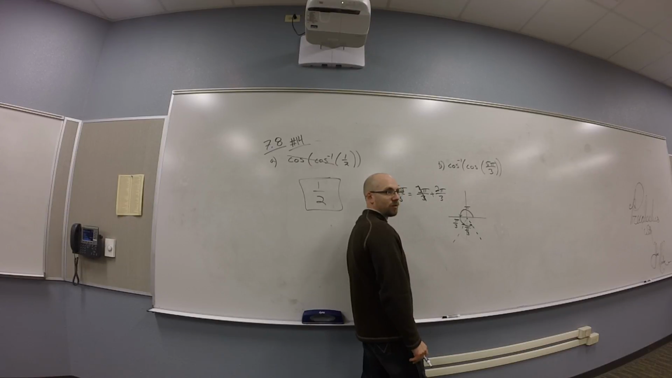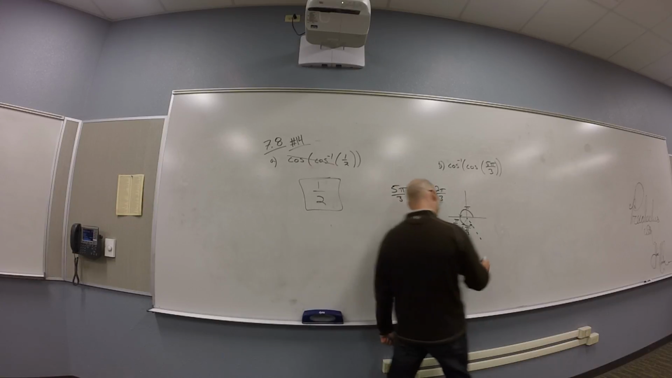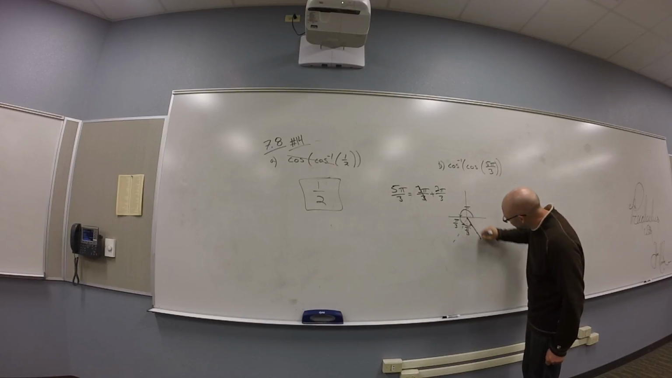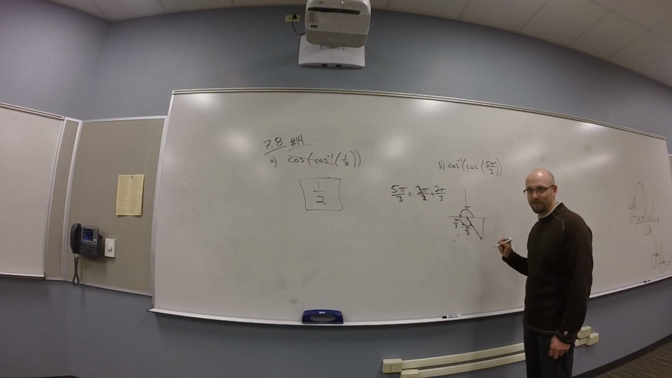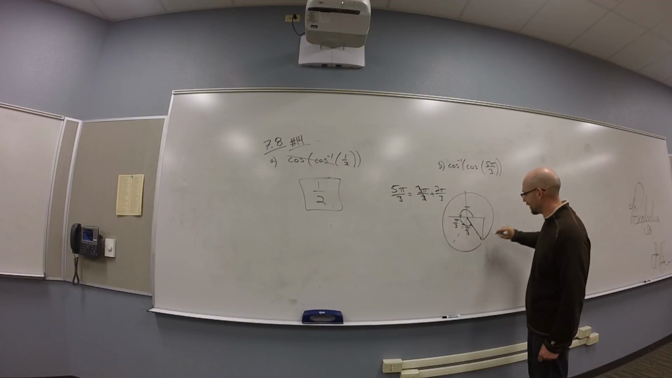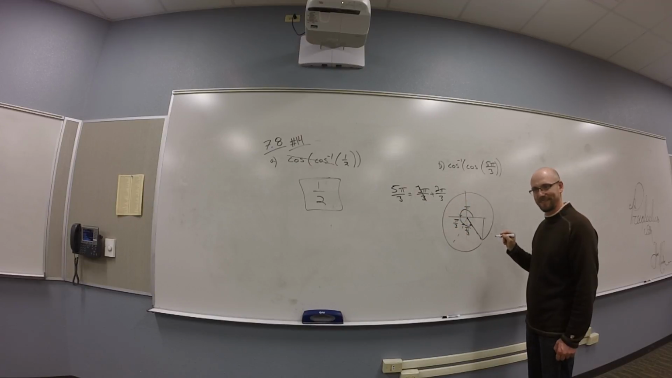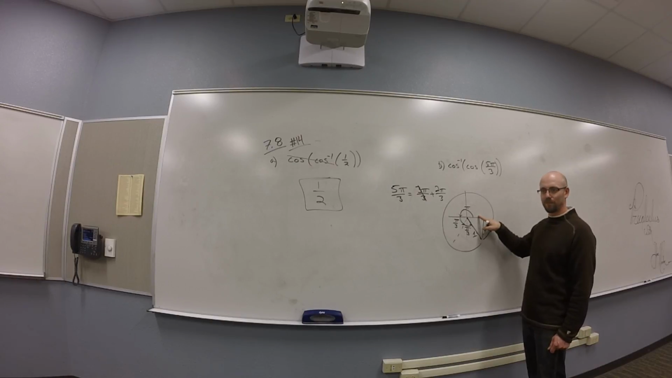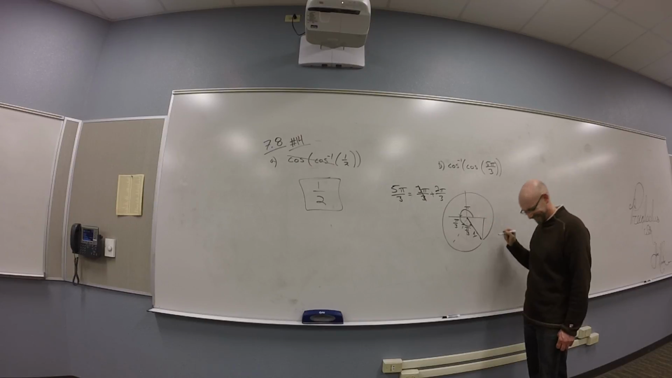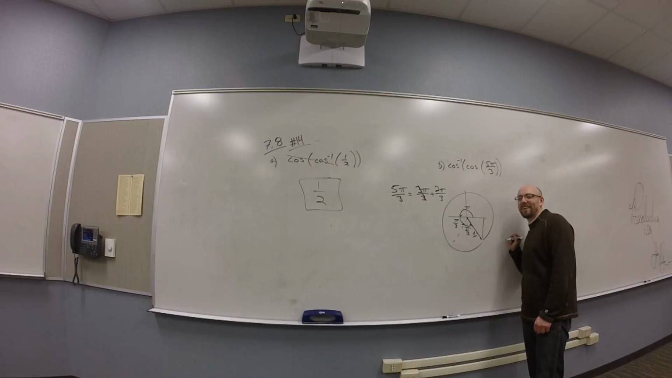So what's the cosine of this thing? It's going to be positive 1/2. So here's the angle you're talking about, and here's the triangle we're talking about, in the unit circle. The hypotenuse is 1. Because it's a 30, so that's a square root of 3 over 2.